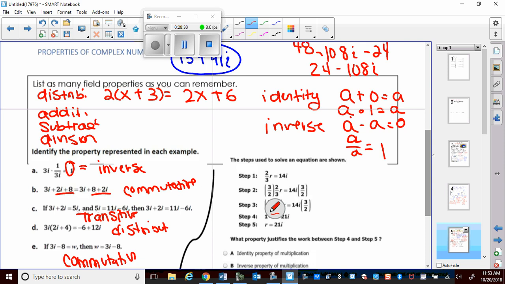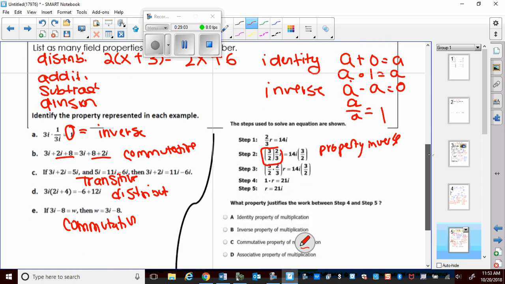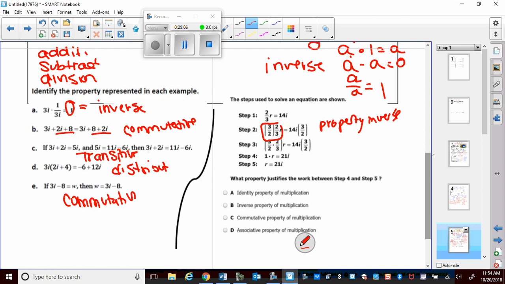And I'm going to go ahead and just describe the changes that I see. So from step 1 to step 2, looks like they're producing 1 here. And what they've done is use the property of inverses. Okay? You go to the next step. What do they do? They put it together. The last step, they simplified that a bit.